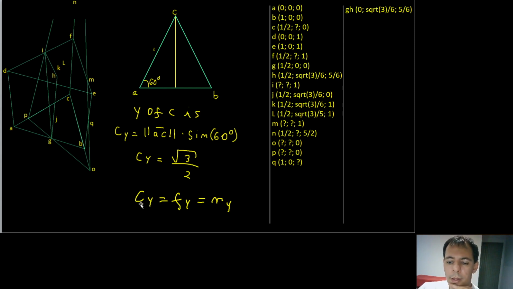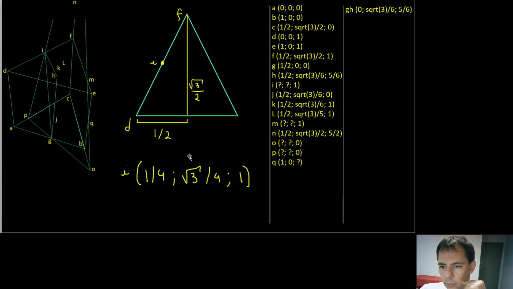Now, the y value for C is the same as the y value for F, which is the same y value for N. So we're going to plug square root of 3 divided by 2 into the y for C, y for F, and y for N. Okay. So you see y for C, square root of 3 divided by 2. Y for F, square root of 3 divided by 2, and y for N, square root of 3 divided by 2.